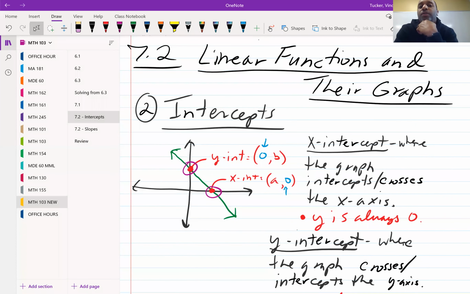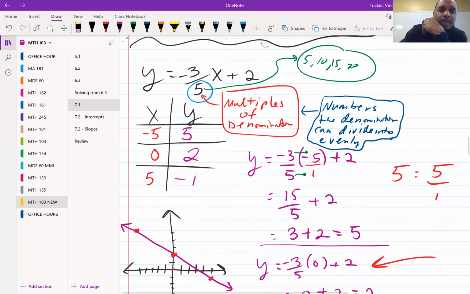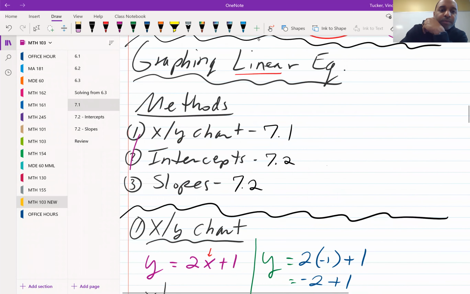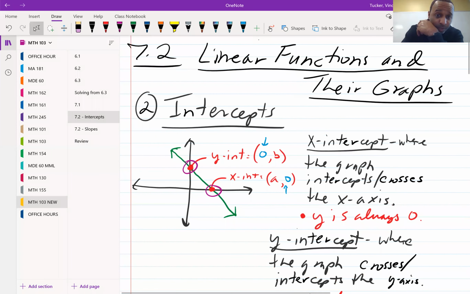Okay, 7.2, linear functions and their graphs. So notice we're starting with method 2. Don't forget when you go back to what we had last class, we had 3 different methods. And in 7.1, we did the first method. So here we're starting with the second method, which is graphing using your intercepts.